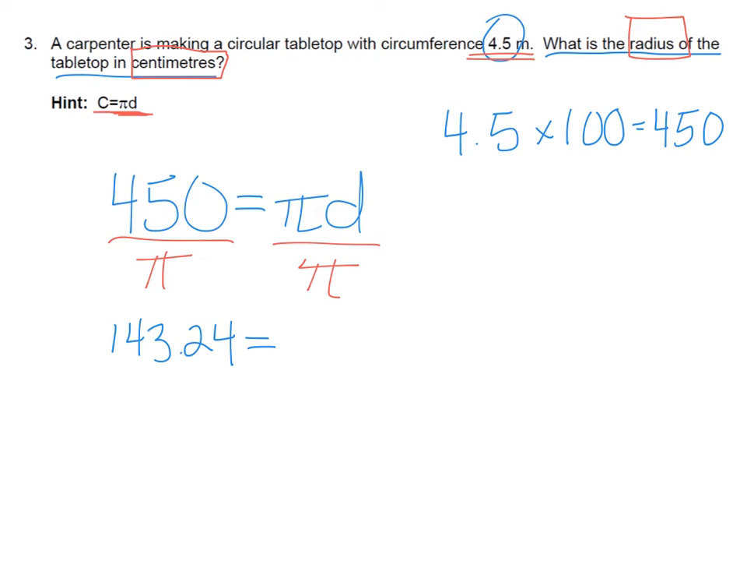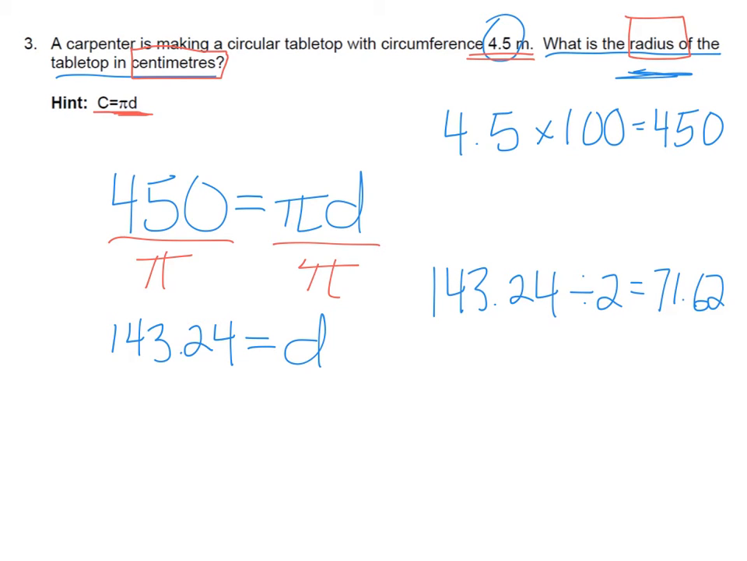equals d. I've solved for d now, but I need to remember that the question is asking me for the radius. So I need to think of what's the relationship between the radius and the diameter. Radius is half of the diameter, so I would take 143.24 and divide it by 2. When I do that, I get the answer 71.62 centimeters. So my answer would be the radius is 71.62 centimeters.